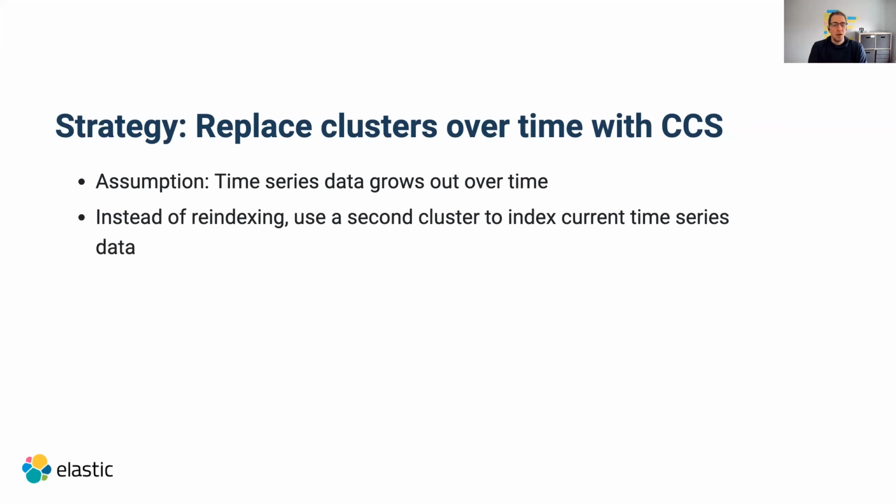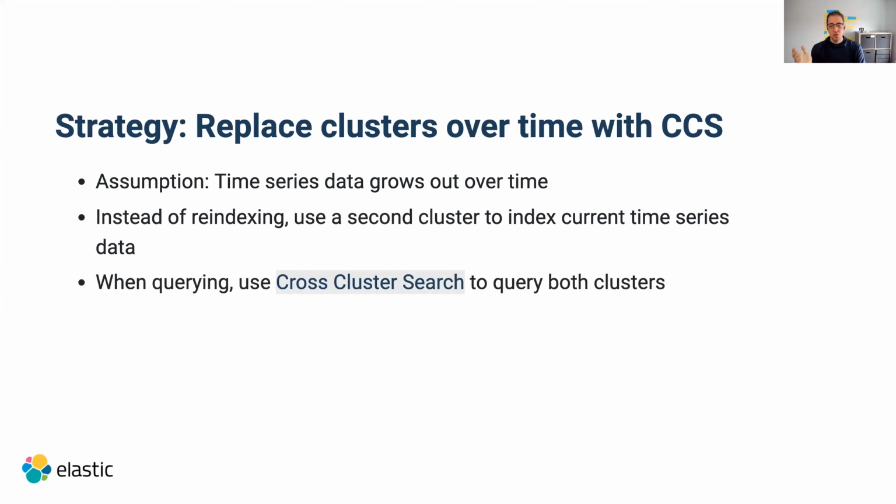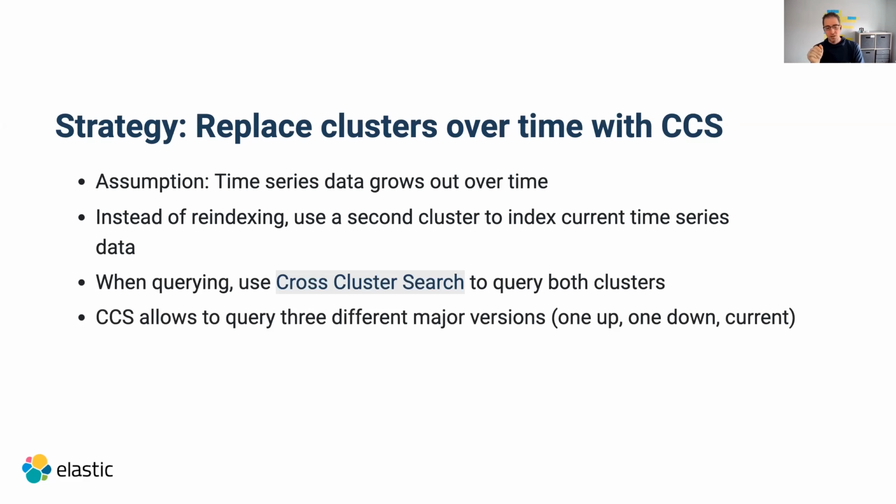So this means that if you have something like an old major version logging cluster, you could try and just add a new major version logging cluster next to it, index all of your data in there, and when you do a query, you just query both clusters using a feature called cross-cluster search. Cross-cluster search allows you to query both clusters, get back the results as if this was one cluster, and then use them in Kibana or wherever you want. And this way, you don't have any stress with reindexing your data, because you can just age out the data over time, and then at some point in time, shut down the older cluster.